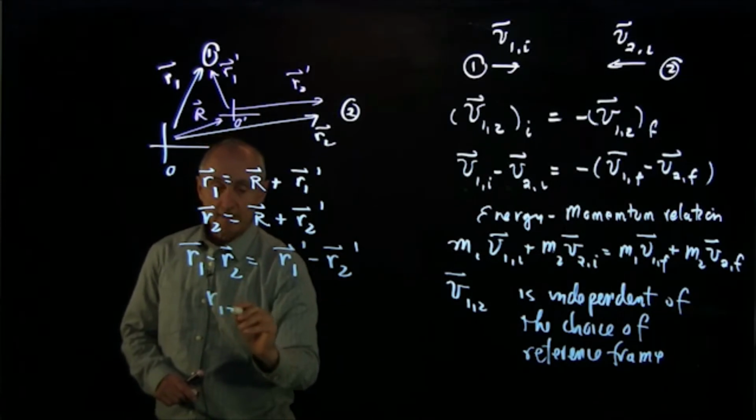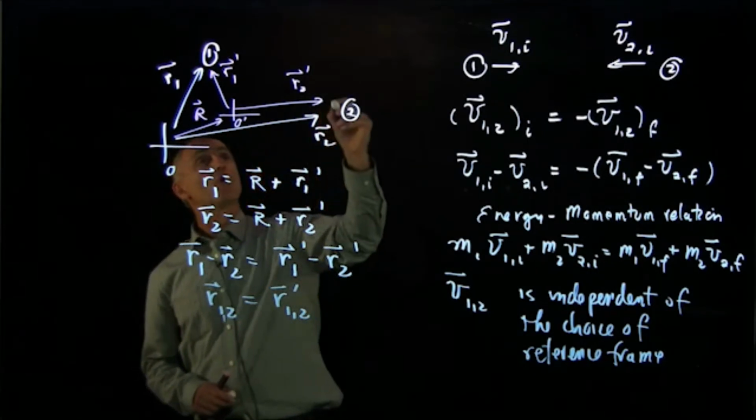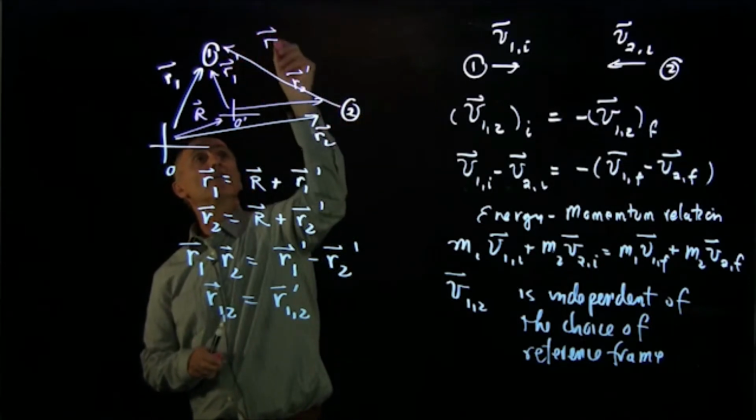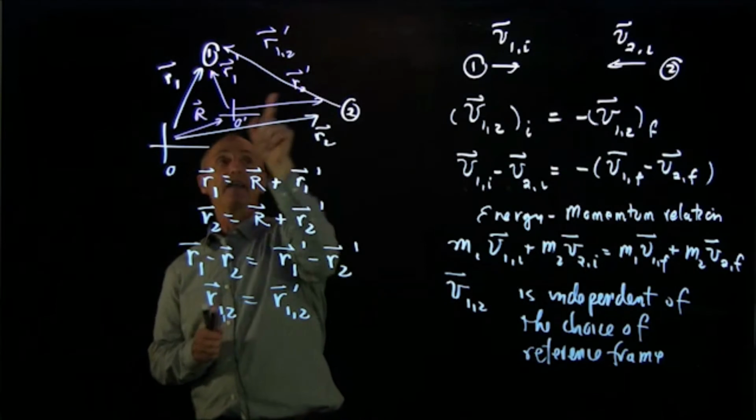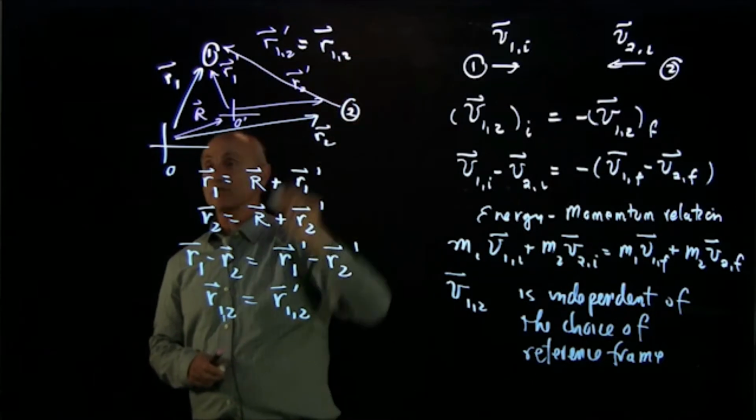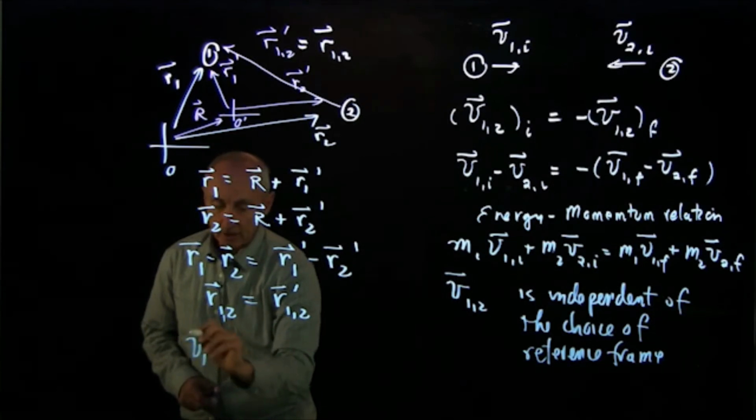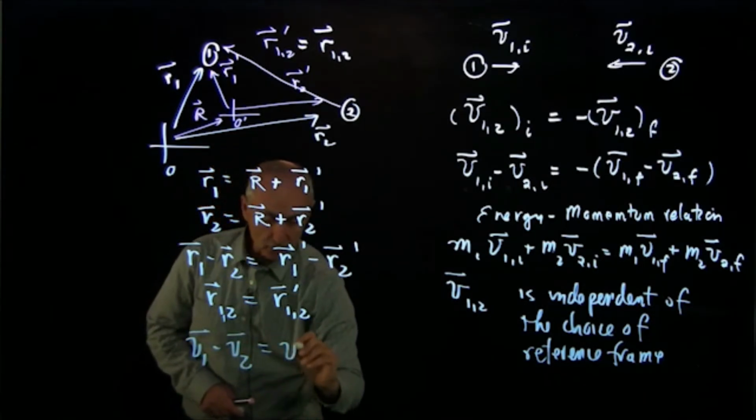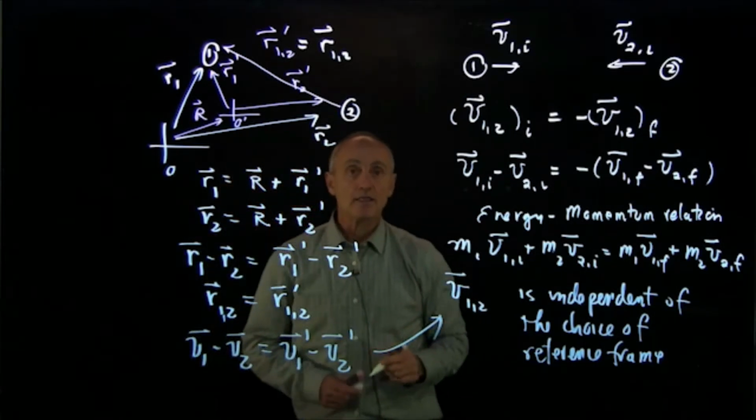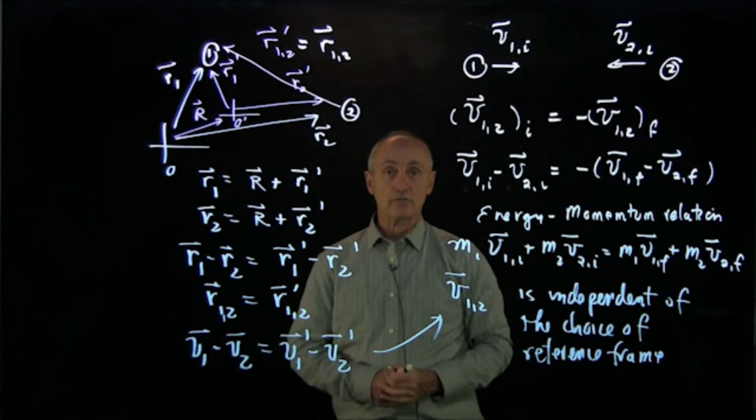And this shows us that the relative position vectors, and let's draw that one, from 2 to 1. Even in our diagram, we can see that the vector from 2 to 1 does not depend on the choice of reference frame. And even more importantly, when we differentiate, we get that v1 minus v2 is equal to v1 prime minus v2 prime. And that becomes our statement that the relative velocity vector is independent of the choice of reference frame.